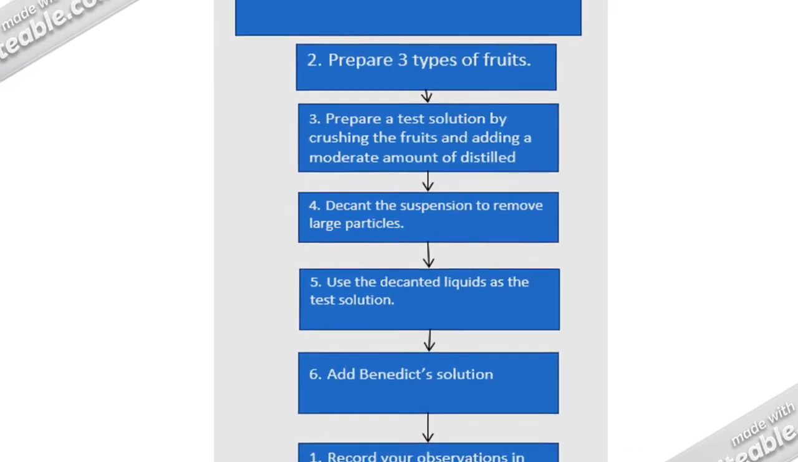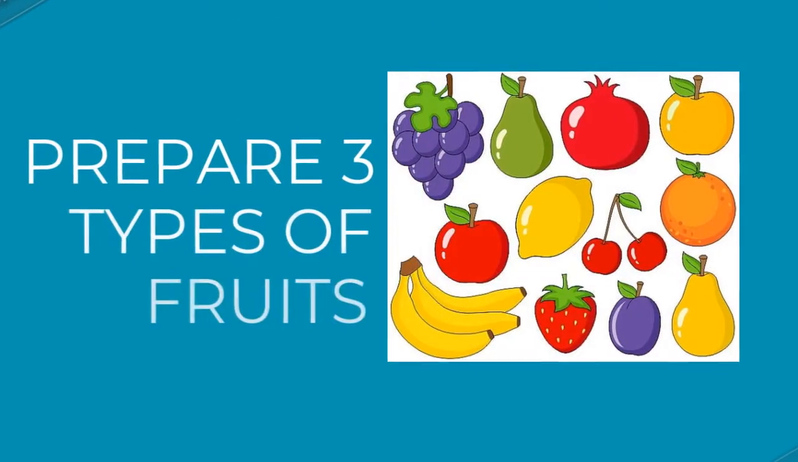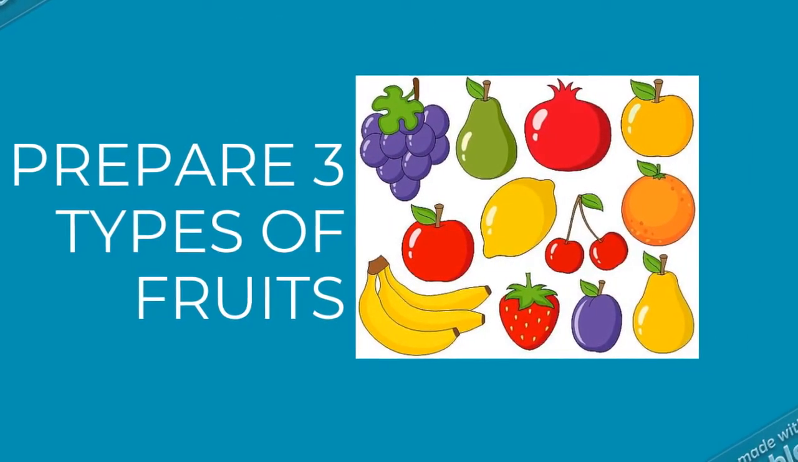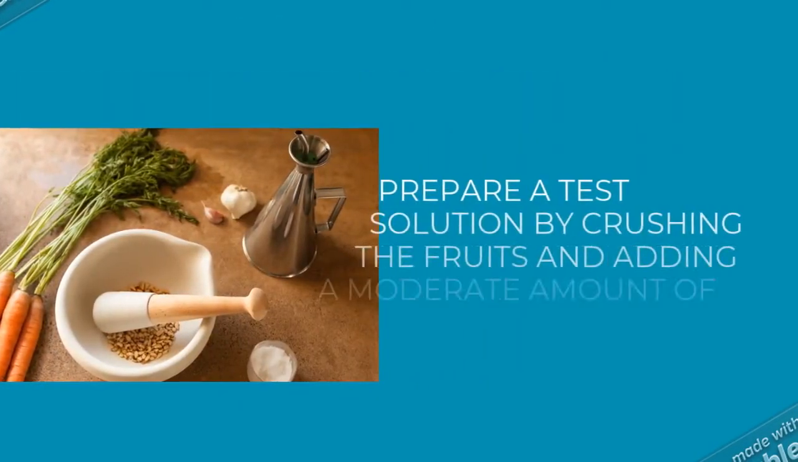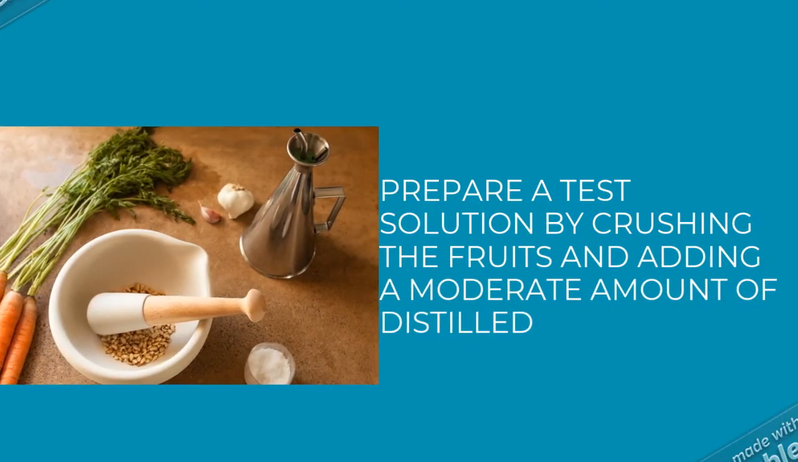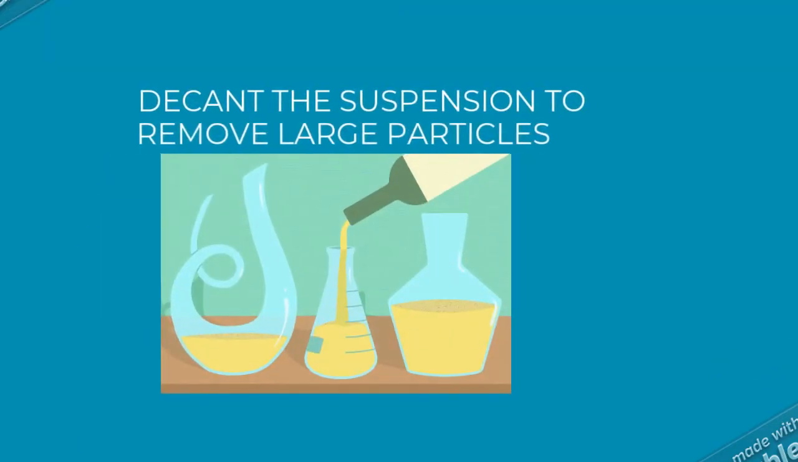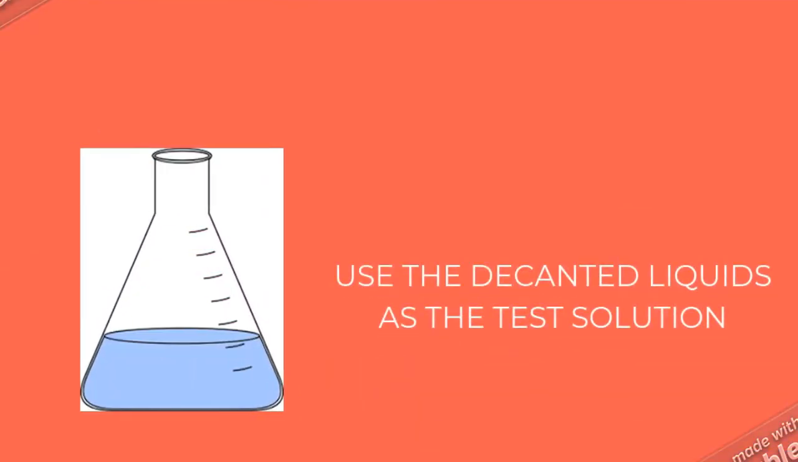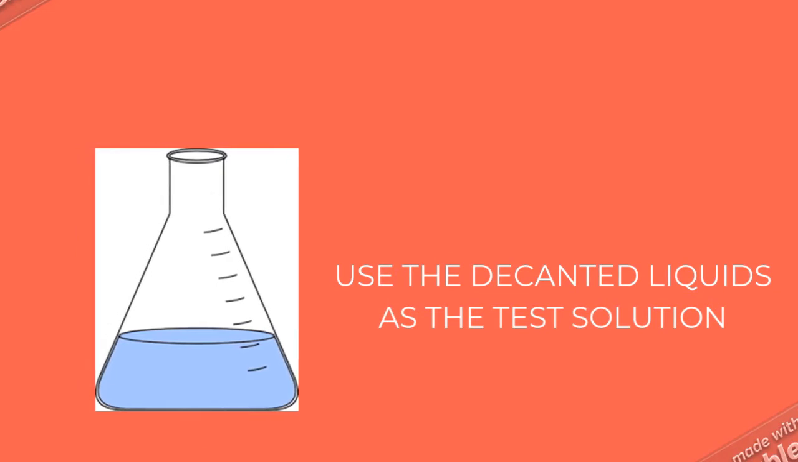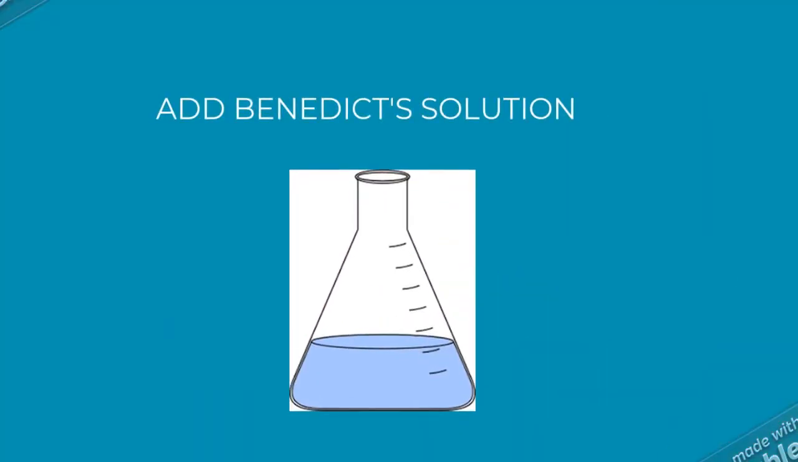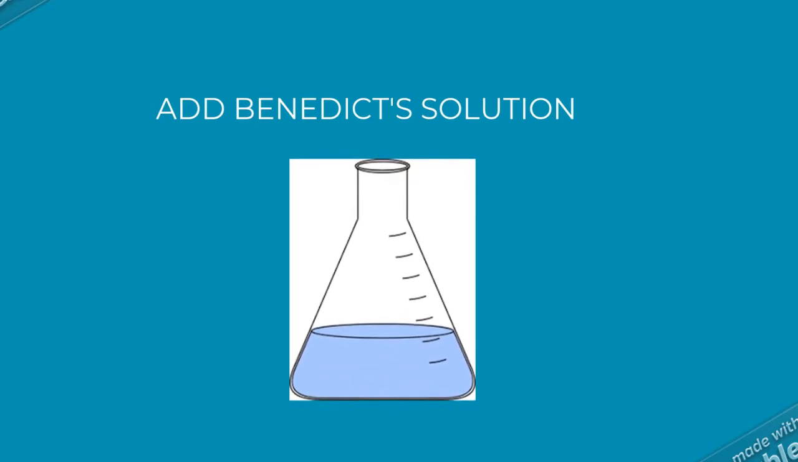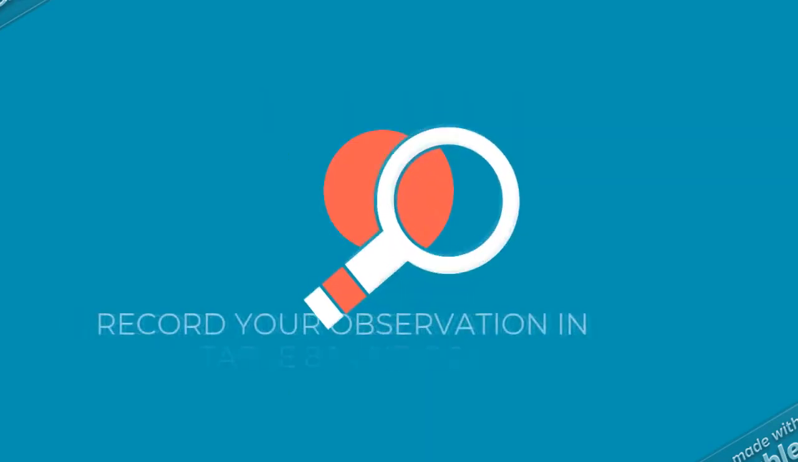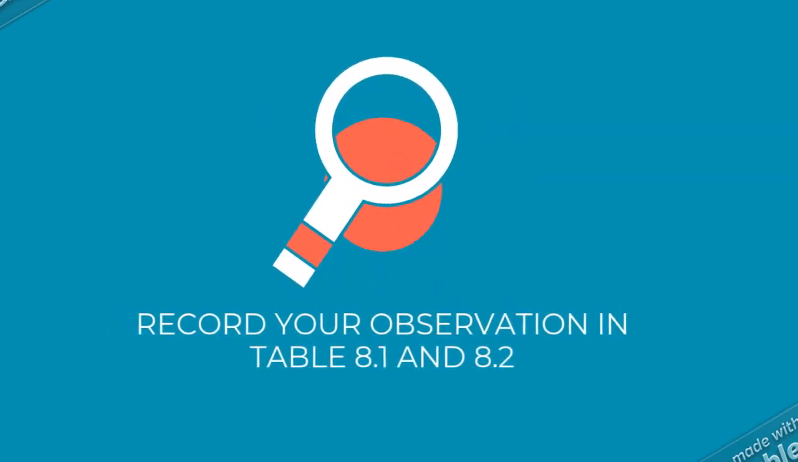The next schematic diagram is the sugar from fruits. After that, we need to prepare 3 types of fruits. We prepare a test solution by crushing the fruits and adding a moderate amount of distilled water. Decant the suspension to remove large particles left over from the crushed fruits. Then use the decanted liquids as the test solution. Then here, we add Benedict solution again. Lastly, we are going to record our observations in Table 8.1 and Table 8.2.